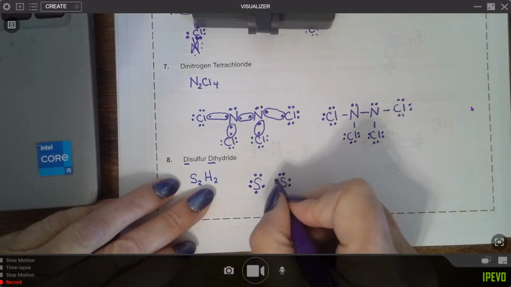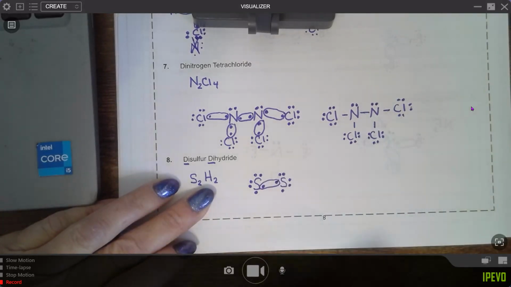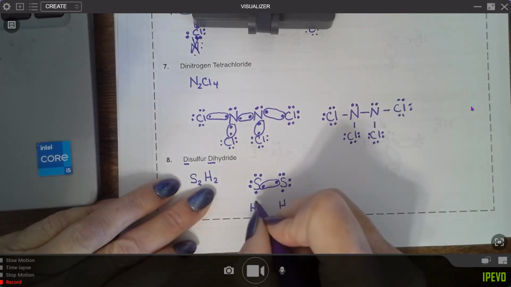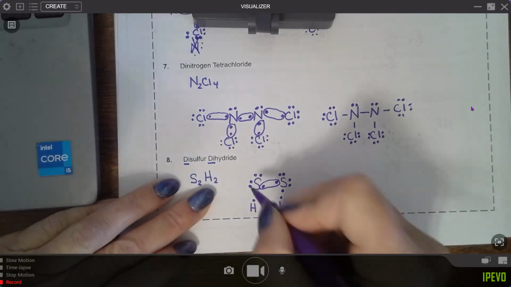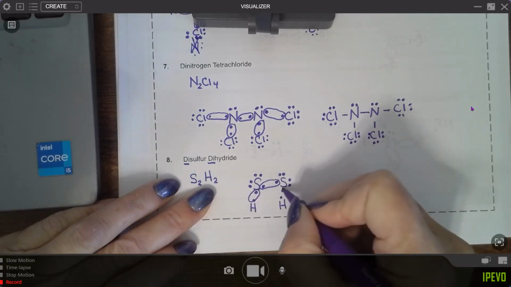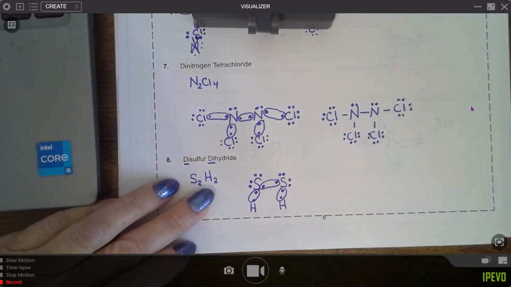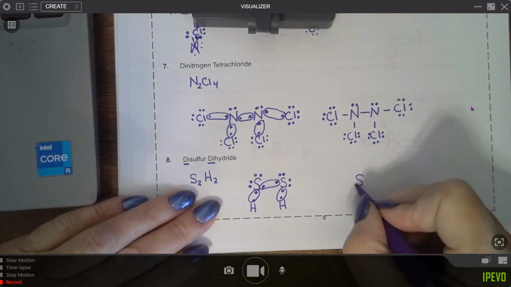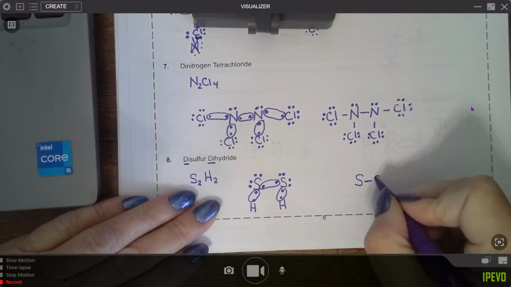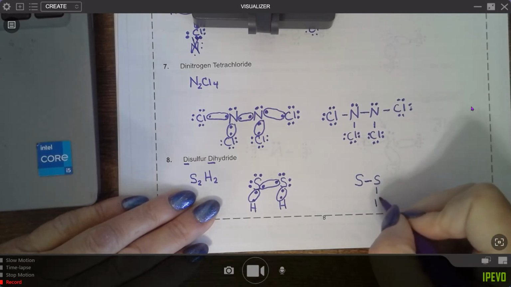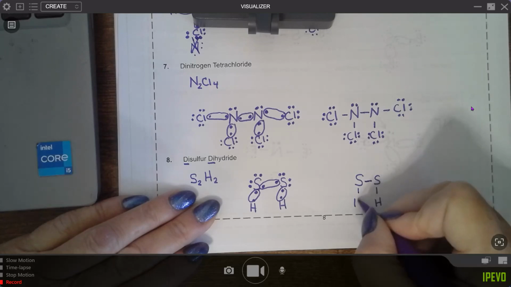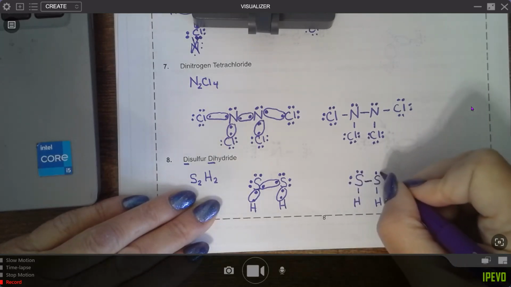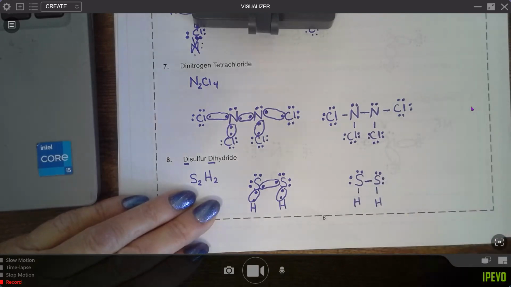So I'm going to just automatically link these 2 sulfurs, and then I'm going to put a hydrogen. Remember, hydrogen only has 1 valence electron. I'm going to put 1 hydrogen next to each sulfur so I can pair up those solo electrons. So when we redraw this, we have hydrogen bonded to sulfur, bonded to sulfur, bonded to hydrogen, and then there are 2 lone pairs on each sulfur.